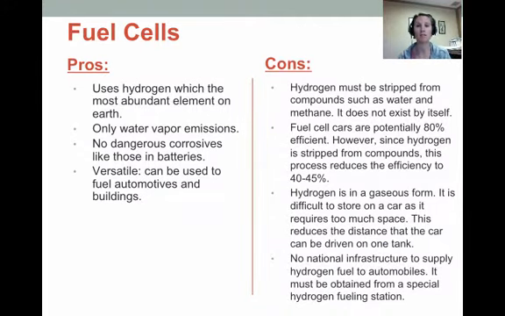Now, the cons, you can see the list of cons is a little bit long on this one. The hydrogen that has to be stripped away from other compounds costs a lot of energy. So you've got that energy consumption in the process of trying to get to the renewable energy. So that's a con. Fuel cells are potentially 80% efficient, but because of that stripping, you only end up with 40 to 45% when you factor all that in.